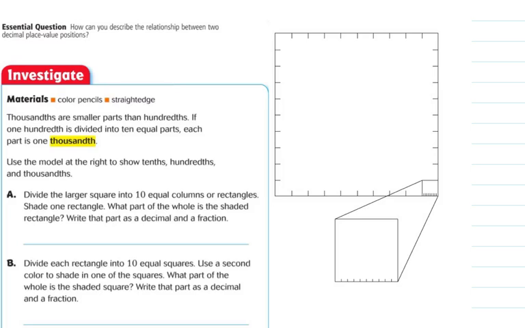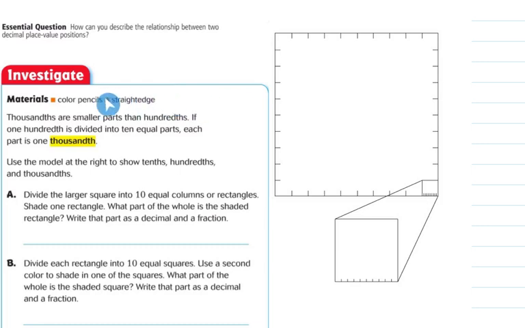Students, we are working on lesson 3.1, and our essential question at the top of the page is, how can you describe the relationship between two decimal place value positions? So boys and girls, we're going to do our investigate. We need color pencils and we need a straight edge. A straight edge is just a ruler or anything like that that will help you make straight lines.